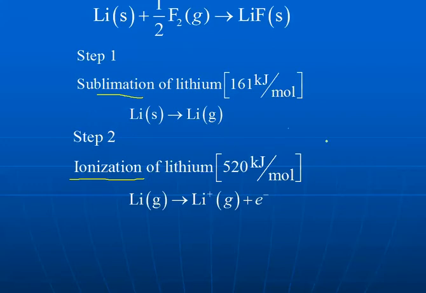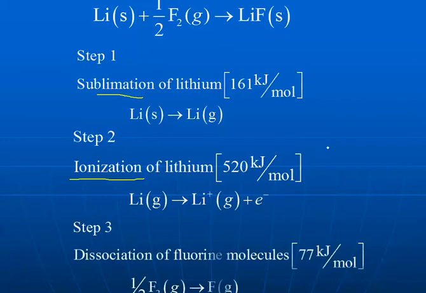So we're going to add these two numbers in the end along with a couple other ones. Now we're going to look at fluorine. It's kind of come off the screen at the bottom here, I apologize. And we need to take the fluorine, which is up here, and make it atomic instead of diatomic. And to do that, we need to break that bond.